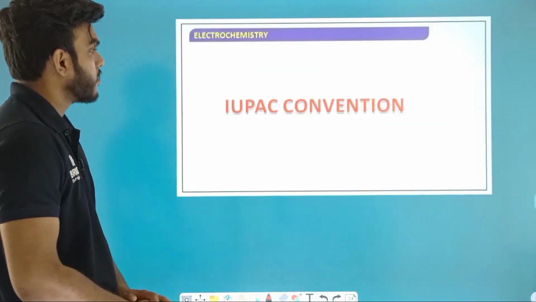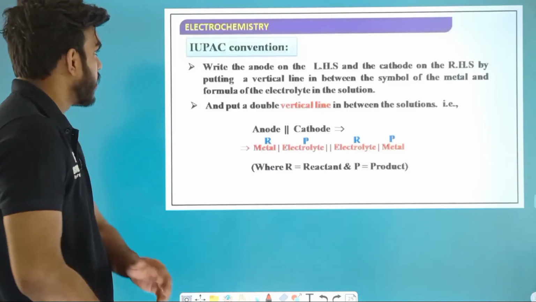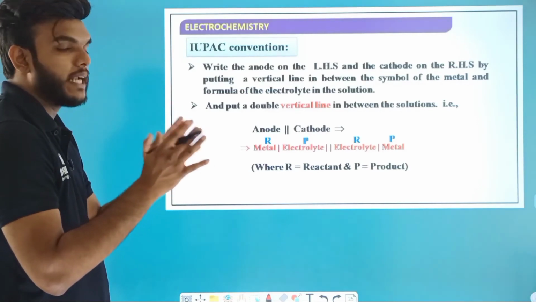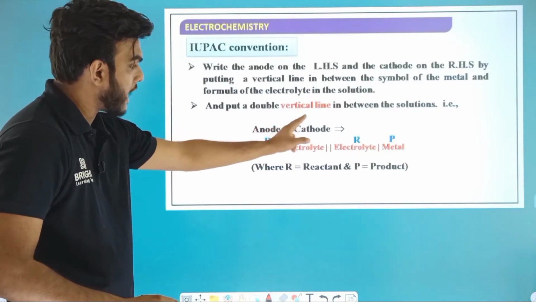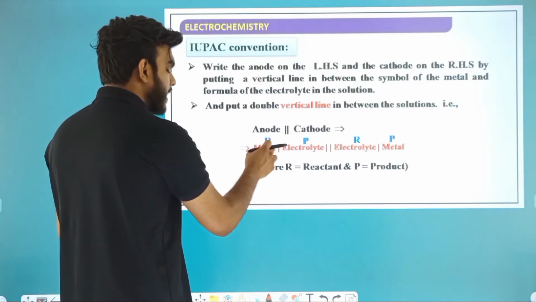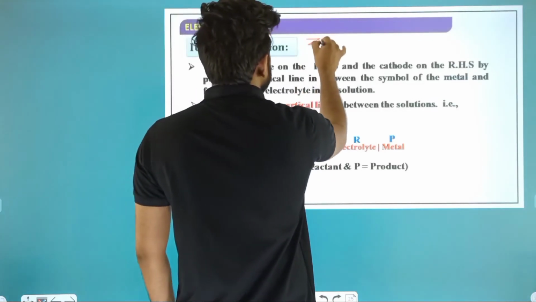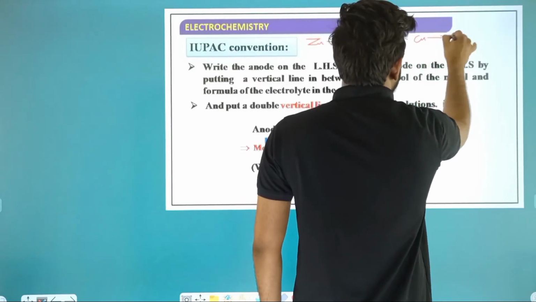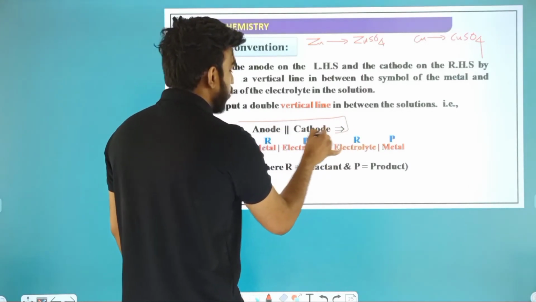So when we are moving further, we have to do the IUPAC conventions related to electrochemistry. Here we are saying how we can write the cell representation. This is anode, bridge, cathode. First of all, for example, in the case of a Daniell cell, zinc is immersed in zinc sulfate and copper is immersed in copper sulfate. This is the cell representation, that is anode, bridge, cathode.